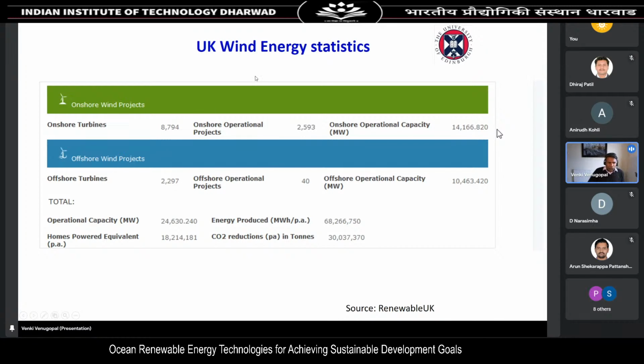Now some information about UK wind energy statistics. For the onshore turbines, so far about 9,000 onshore turbines are operating. And you could see how much capacity they have. It's 14,166. It's a very large number. And similarly, offshore turbines, there are 2,297 in operation. And they also produce a very high amount of electricity.